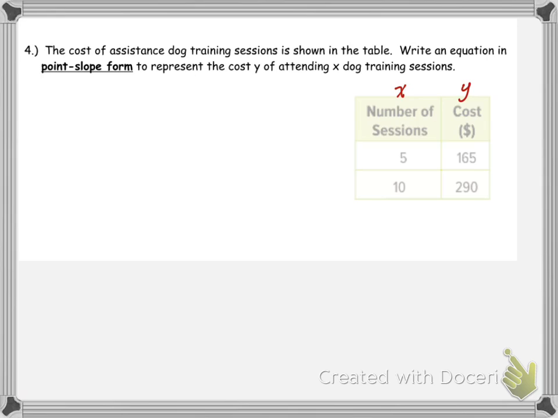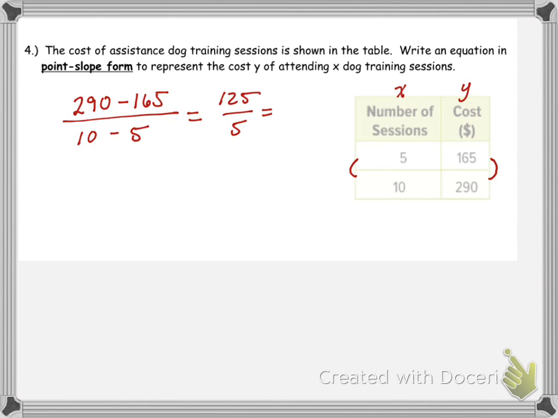Our slope is our change in y over change in x. So I want to find that change in y, or y minus y over x minus x. So that is 290 minus 165 over 10 minus 5. And that gives us a slope of 125 over 5, which reduces to a slope of 25. So it's the same process, just using a table instead of listing as ordered pairs.